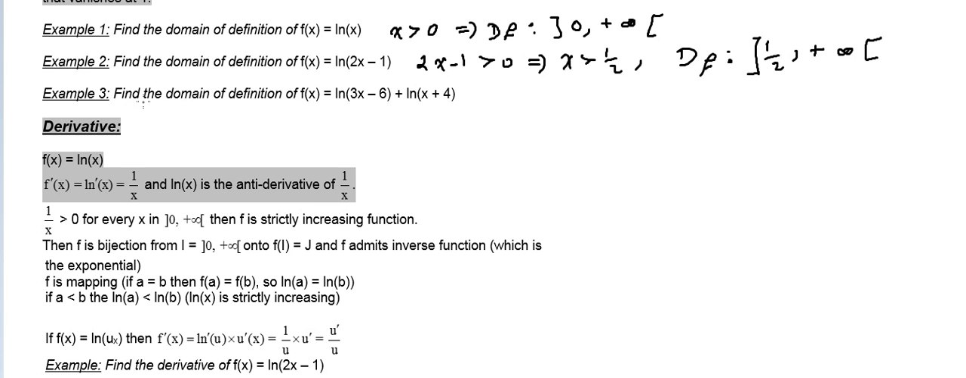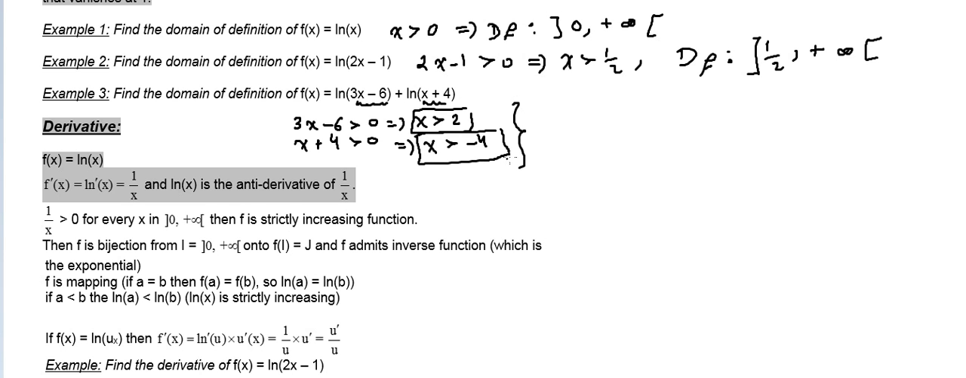Example 3, find the domain of definition of f of x equal ln(3x minus 6) plus ln(x plus 4). Okay, first I start with this one here. 3x minus 6 greater than 0? 3x minus 6 always should be positive. This means that x is greater than 6 divided by 3, which is 2. This is important. And then x plus 4 should be greater than 0. This implies that x should be greater than minus 4.